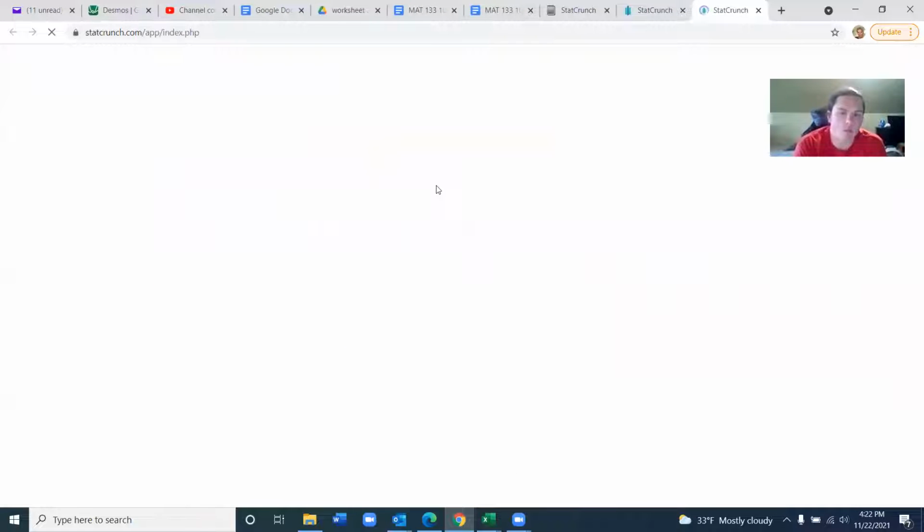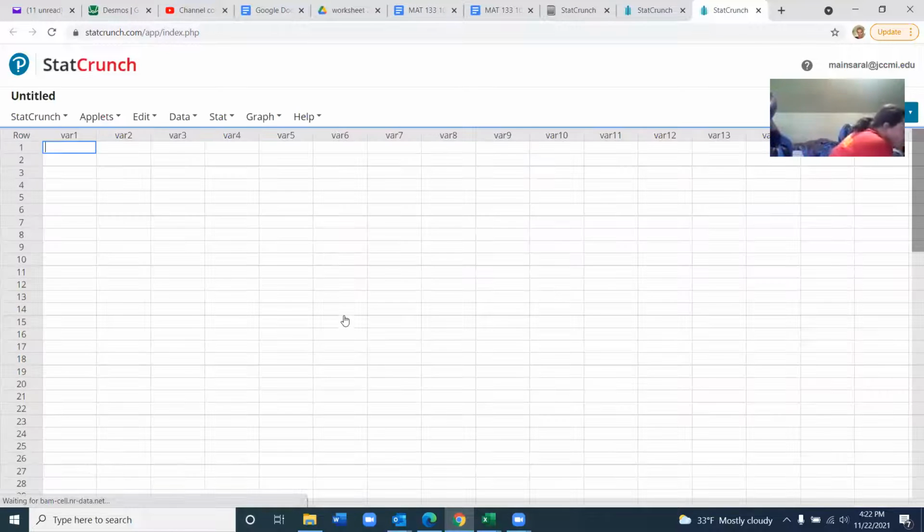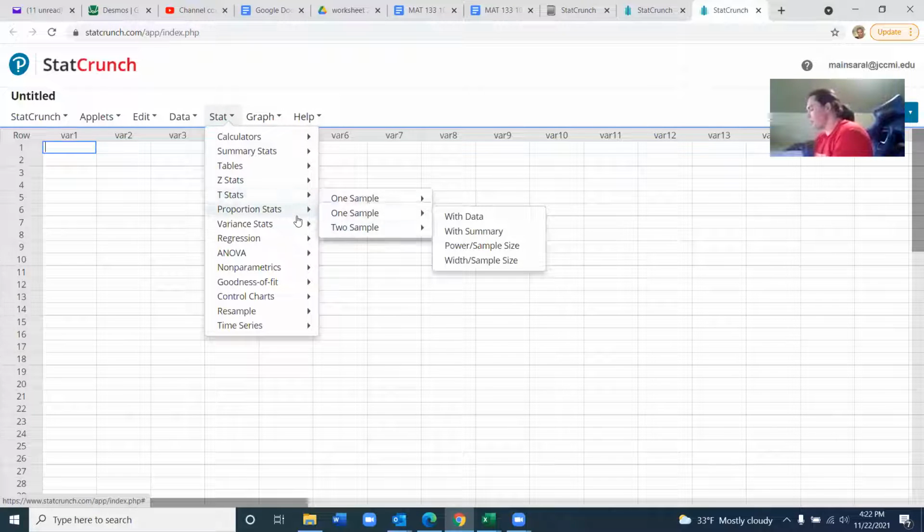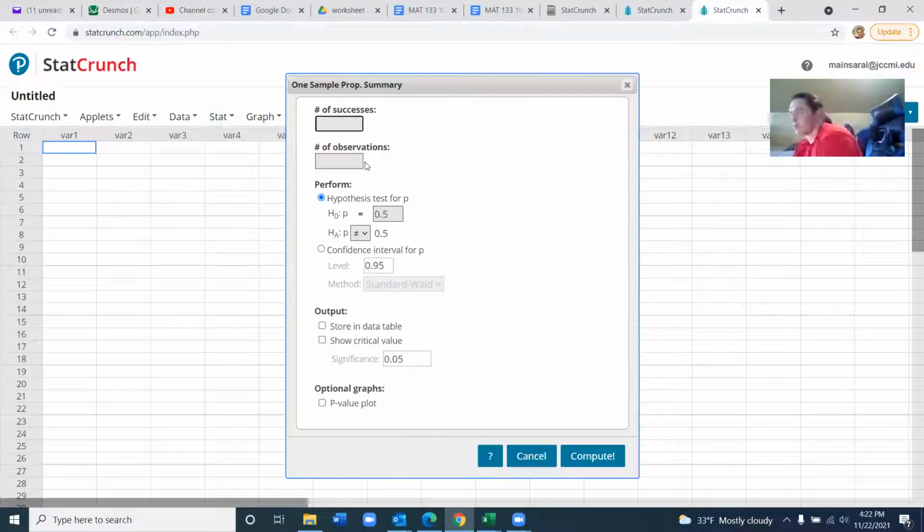Okay, so open StatCrunch, here we go. So we're going to go to Stat and down to Proportion Stats and One Sample, with summary. And our number of successes we said was 40 of the 200 students who read the newspaper every day.